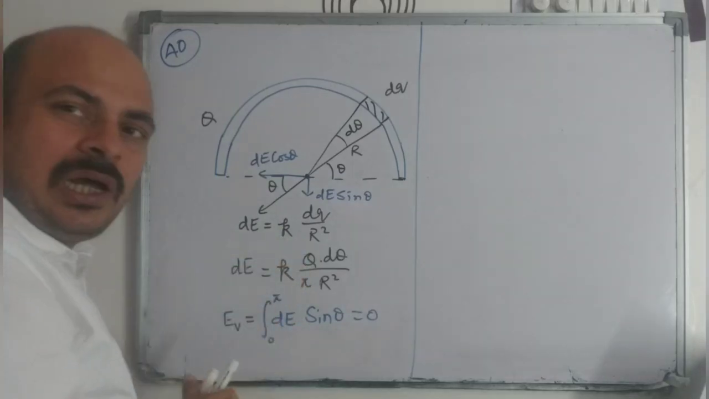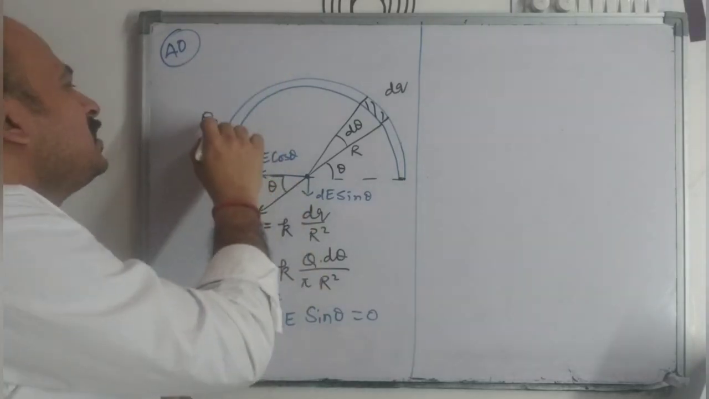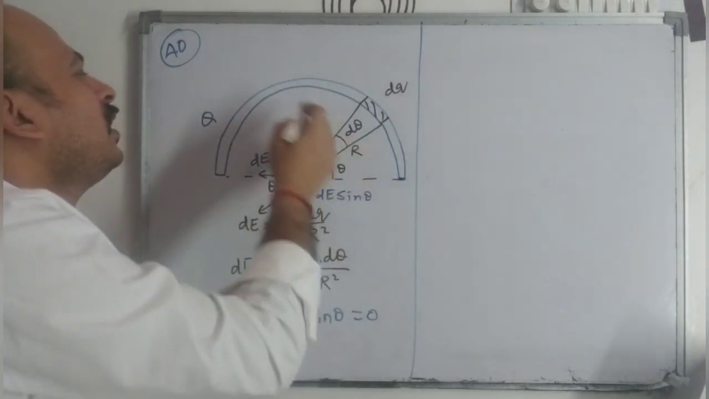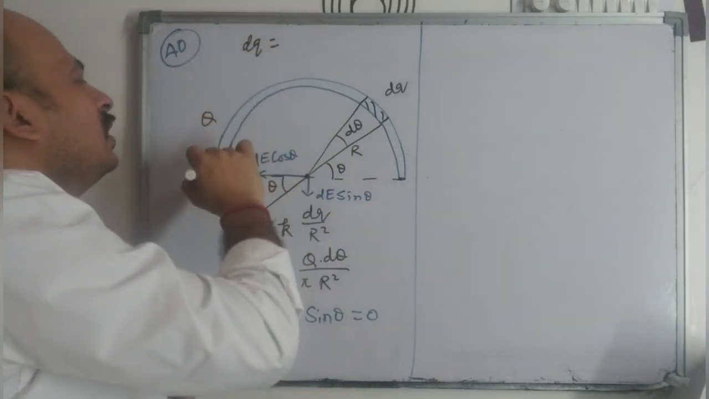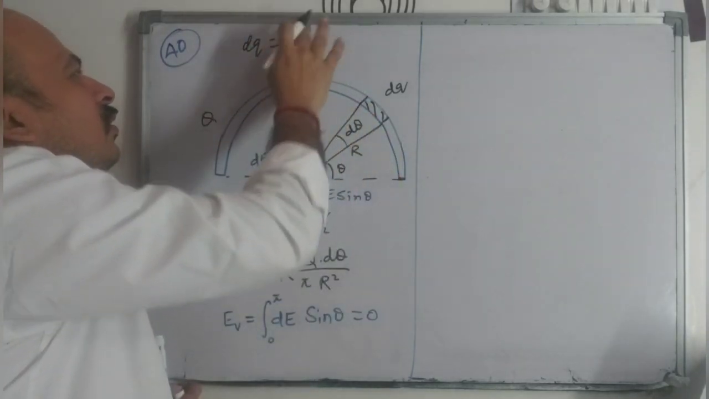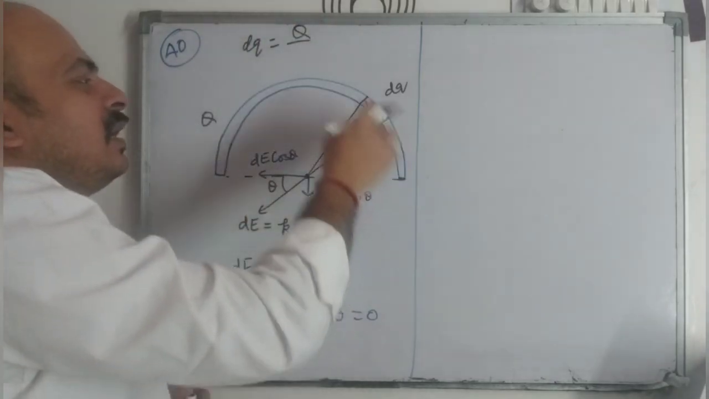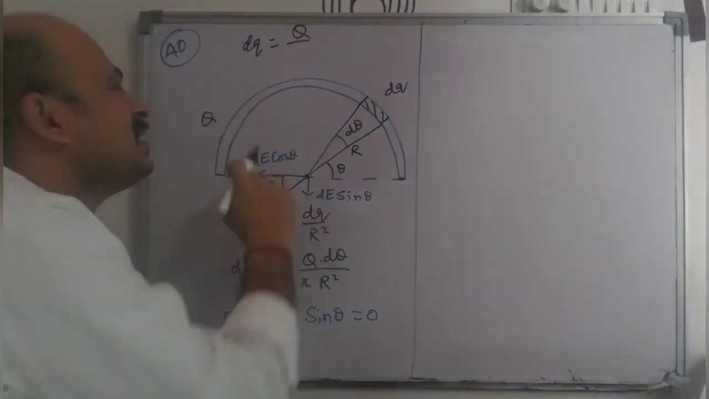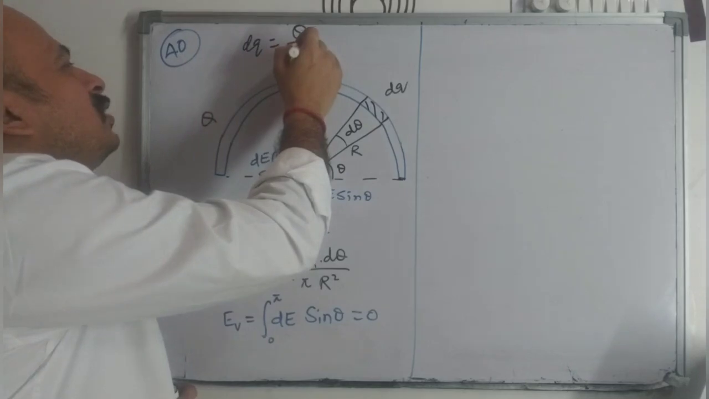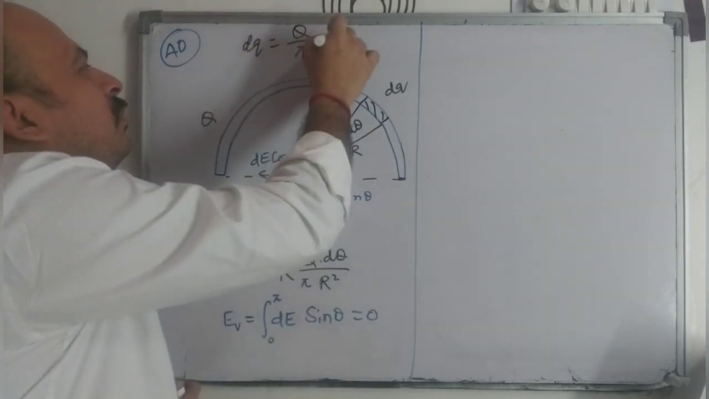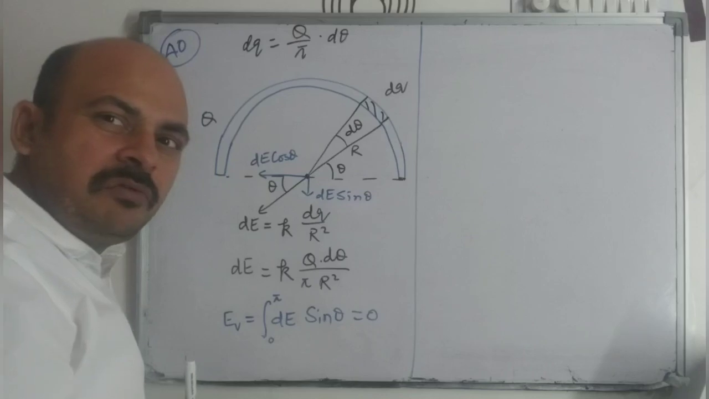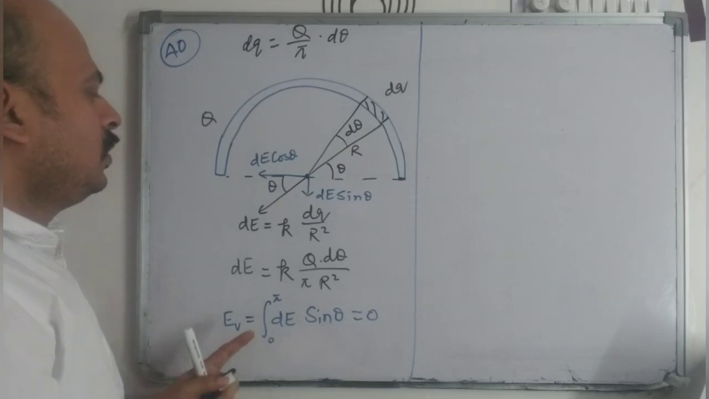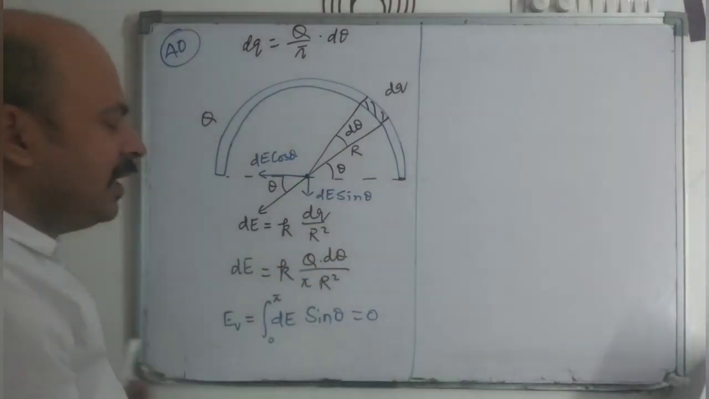What about dq? How to calculate dq? As this charge q is distributed over the semicircular ring, dq will be equal to charge per unit angle. What angle will that arc cover? That is pi, from this end to this end the total angle is pi. So charge per unit radian is q by pi. So dq will be equal to q upon pi into d theta.